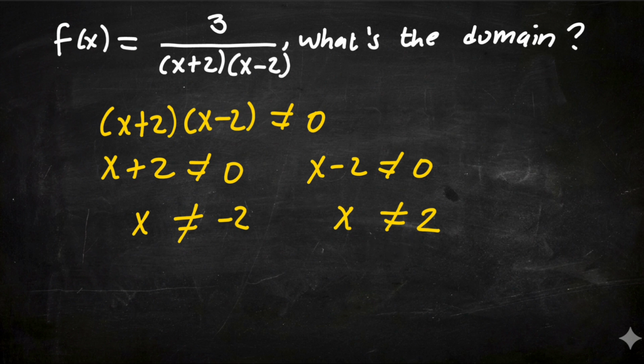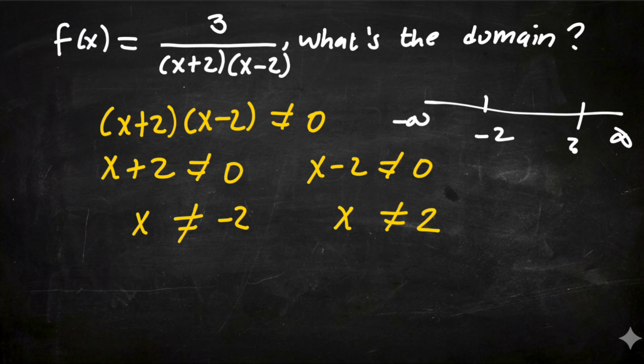If I was to put this on my number line, it would look something like this. On negative 2, I'm going to have an open circle, and on 2, I'm going to have an open circle. Now, all the numbers between negative infinity and negative 2 are valid. All the numbers between 2 and infinity are valid, and all the numbers between -2 and 2 are valid.